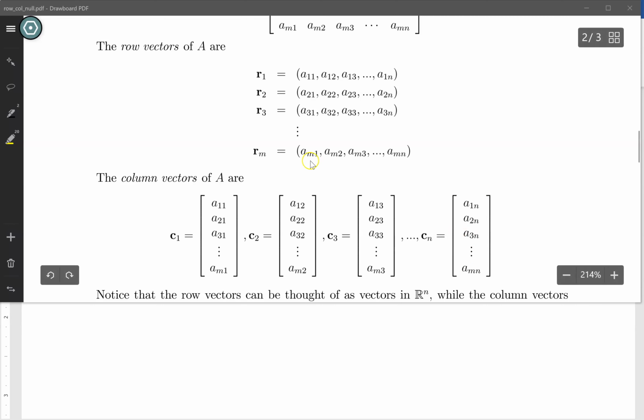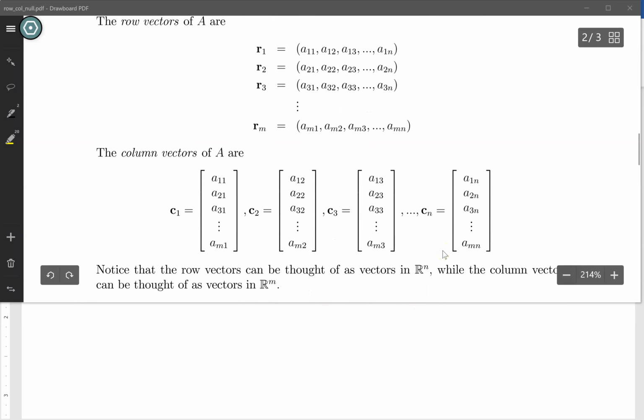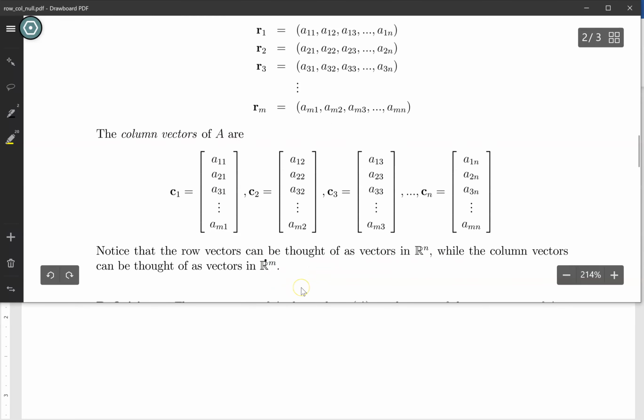Now notice that when we look at our row vectors, we have n components, so we can think of those as vectors in Rn. The column vectors, however, have m components, since we're going down the rows, so those can be thought of as vectors in Rm. So our row vectors are in Rn, the column vectors are in Rm. I could have actually written these horizontally like the other ones. The way we write it, horizontally or vertically, doesn't really matter. I can think of these as just being components of a vector in Rm.